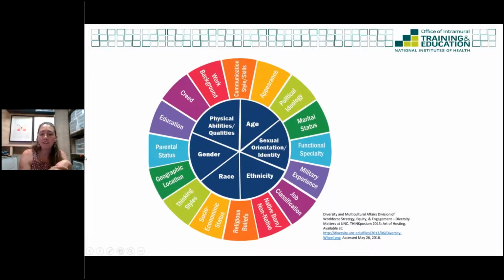This is an image that I found, and it gives you another way of thinking about the broad nature of diversity. Often we think of gender, race, ethnicity, sexual orientation, age, and physical abilities or qualities, those middle circles, but I would like you to think about diversity much more broadly. This could be in your communication styles, your specialties, your experiences, your socioeconomic status, your geographic location, your education. All of these things you should think about when you're considering the diversity questions for medical schools in your secondaries.